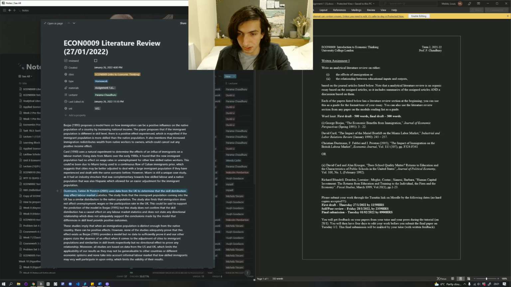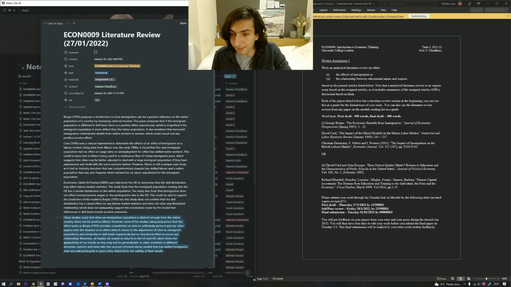We've also got the study from 2005 determining UK skill distributions of immigrants, stating what this study is telling us. Importantly, you're going to need to evaluate them. A literature review doesn't just state what the studies are; it needs to expand on them. You need to be analytical about what the studies are telling you.